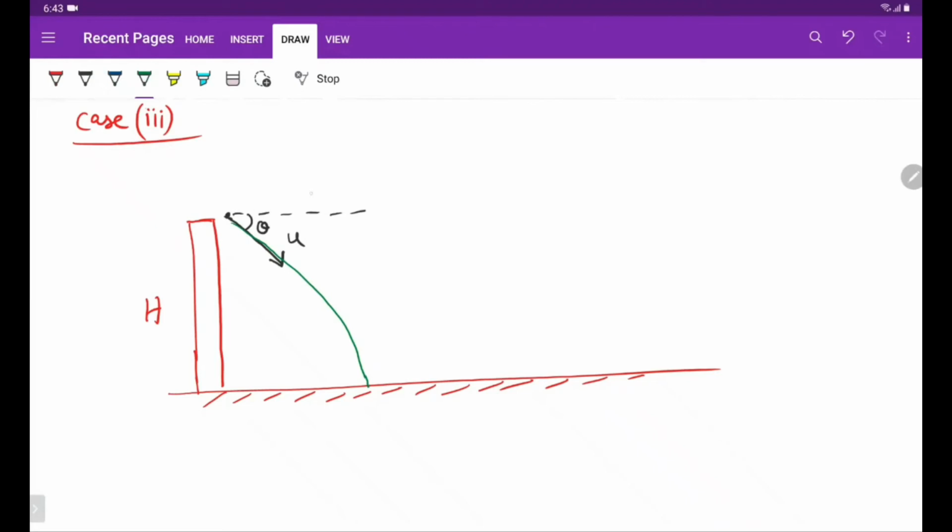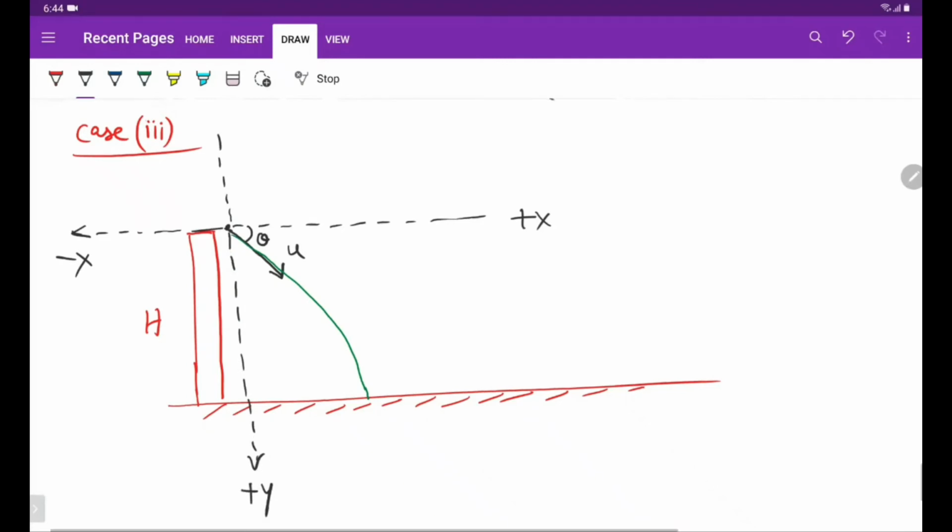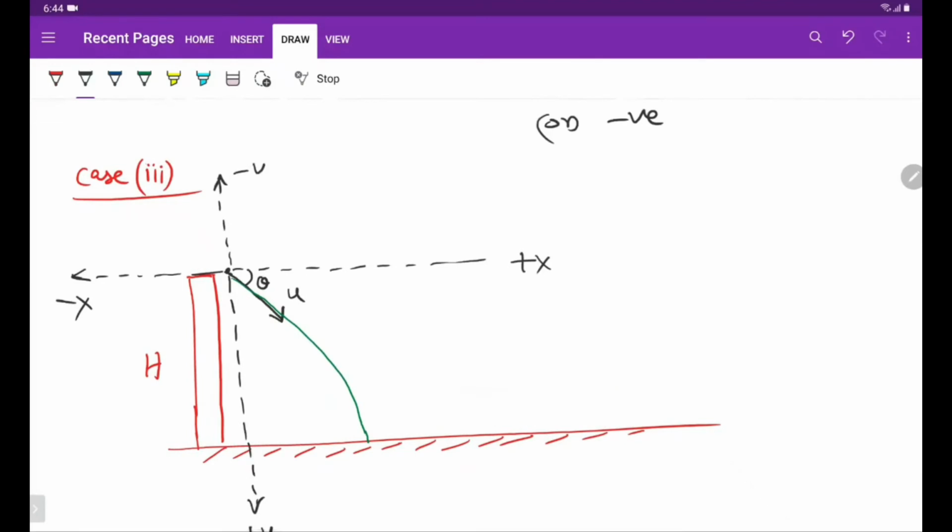Now we are throwing to the right side and downward simultaneously. So the right side you can take as positive x-axis, and the left side is negative x-axis. One component is downward, so downward is positive y-axis, and the upward direction is negative y-axis.